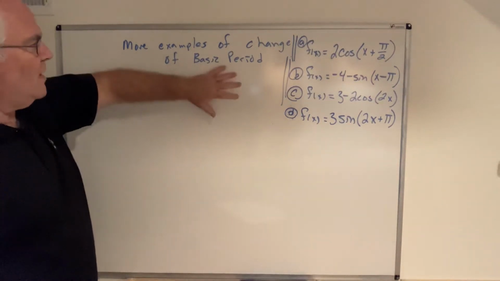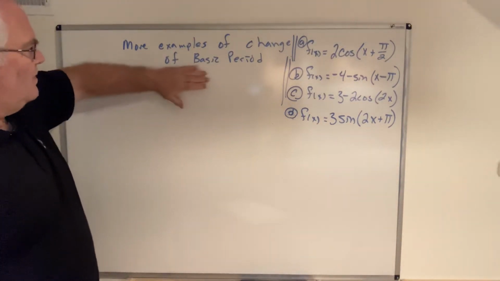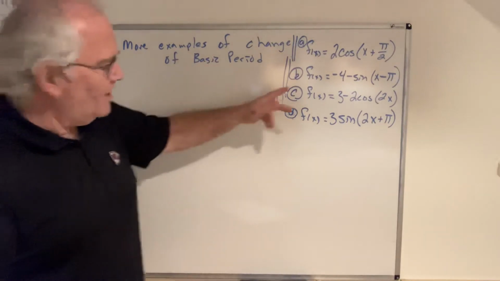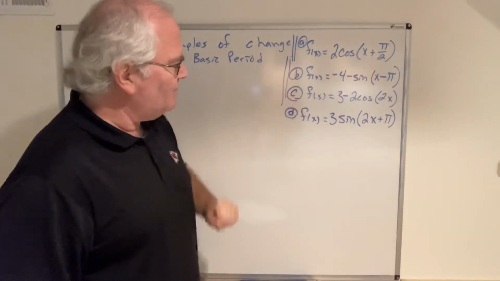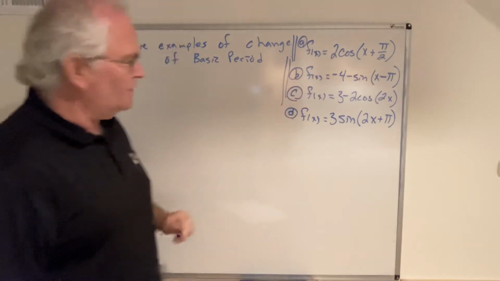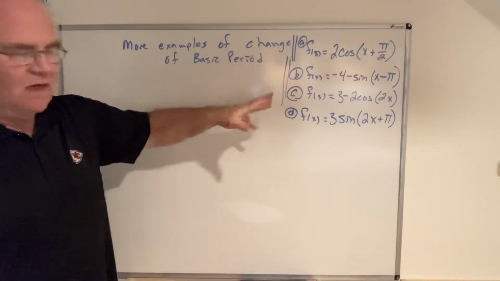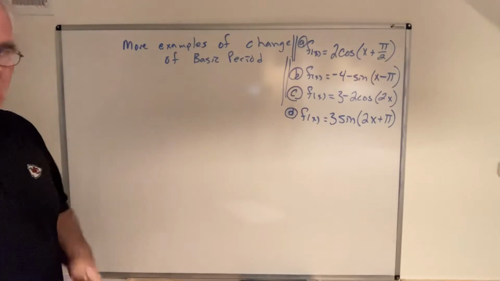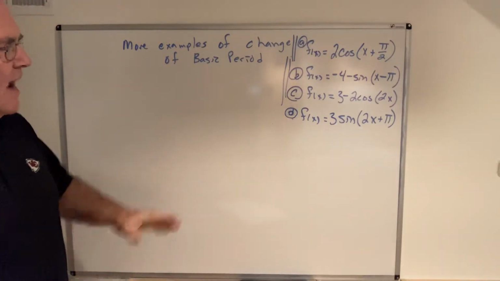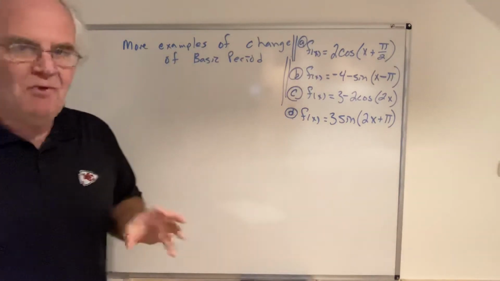I have 4 more examples I want to work through of changing of the basic period. And then we also have some thrown in some changing of amplitude and maybe some vertical shifting here as well. So this is going to be a smattering of all the various ways we can change this function and the kinds of things I'm going to ask of you.